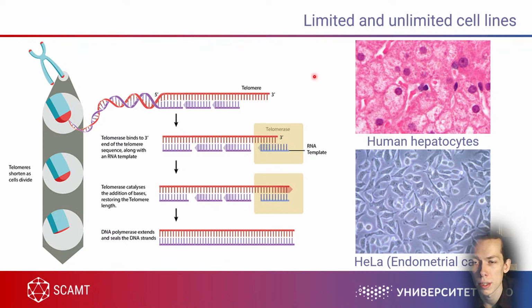So all of this is connected with, again, telomeres and the telomerase enzyme, because telomeres on the ends of chromosomes are responsible for cell division, and in unlimited cell lines there's enhanced activity of telomerase or other things which allow cells to divide unlimitedly.